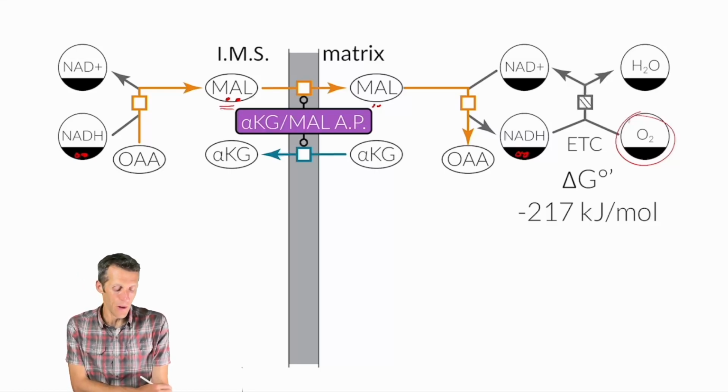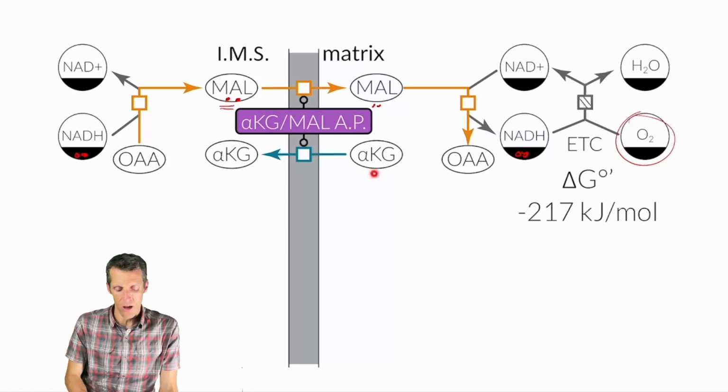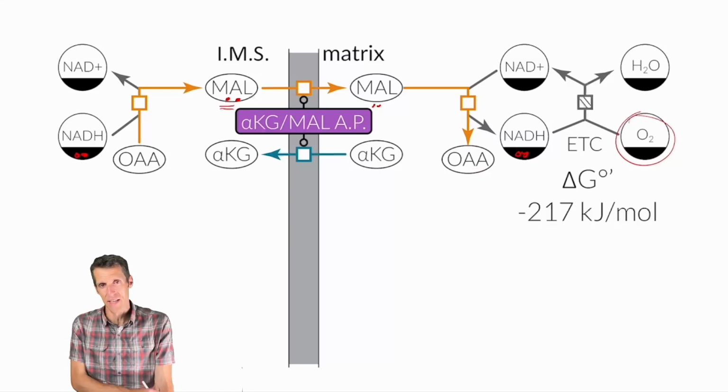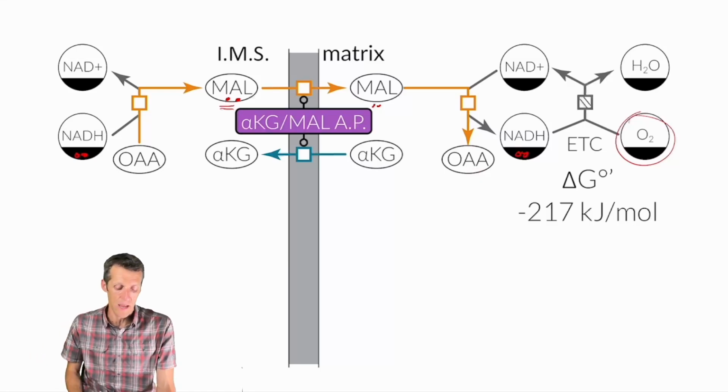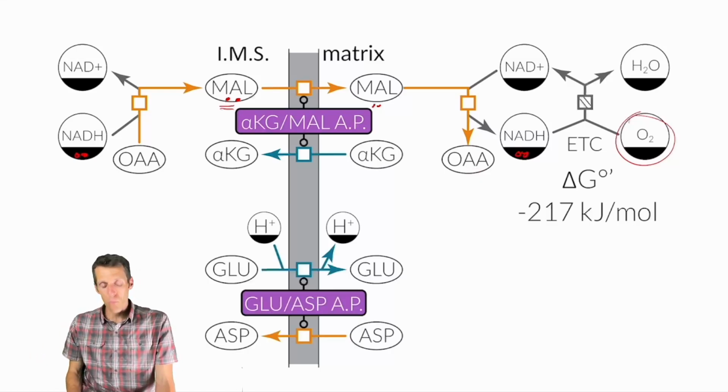But what in the world's going on here? We also have this alpha-ketoglutarate transport going on, and we also move the oxaloacetate in. I don't know if we want to move an oxaloacetate, and this is not a sustainable reaction. So what do we do next? Well, we add more stuff to transport.